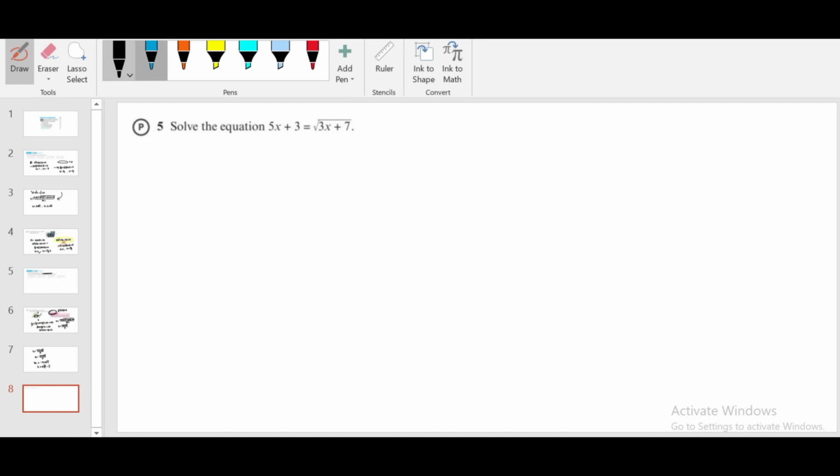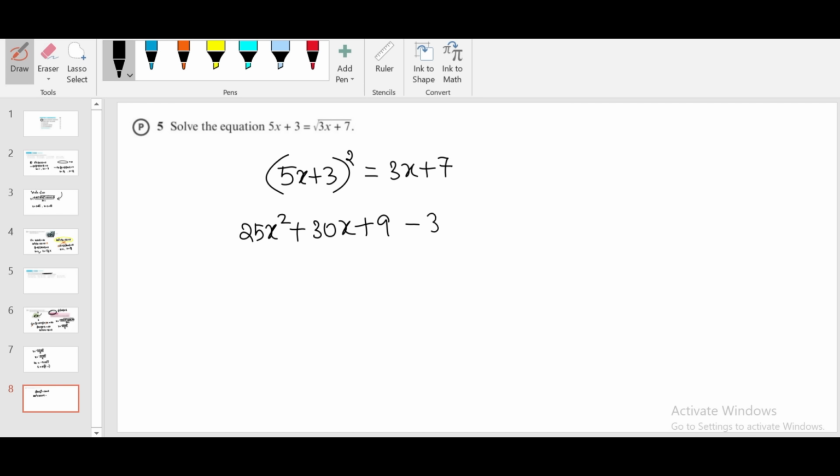I shouldn't be solving all these questions actually. These are all O-level math actually. Just square both sides. You will get (5x plus 3) whole square is equal to 3x plus 7. So open the bracket. (a plus b) whole square is a square plus 2ab, 2 times 5 times 3, plus b square. Put the 3x plus 7 also this side, you will get 25x square plus 27x plus 2 is equal to 0.